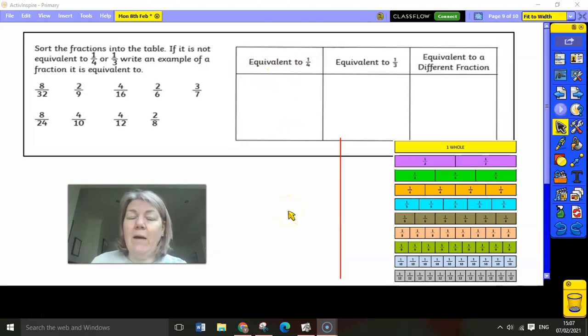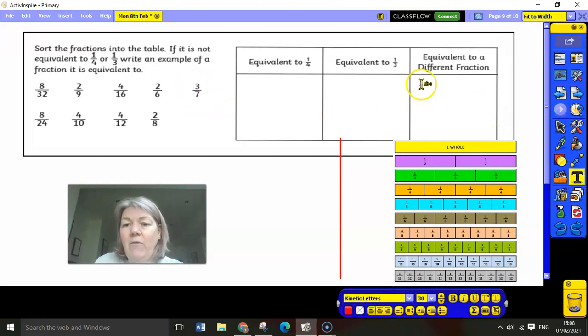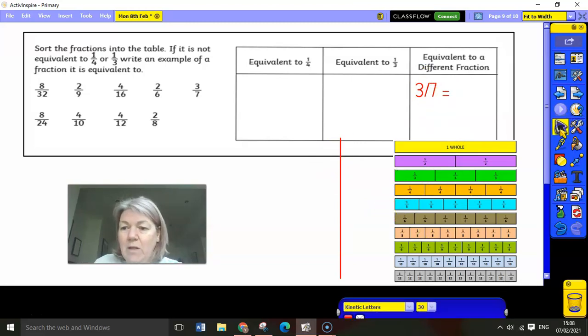Maybe you've already found some in your tinker time, and equivalent fractions to 1/3. And then there will be some left, and it says here, if it's not an equivalent fraction to 1/4 or 1/3, then you need to write an example of a fraction it is equivalent to. So for example, if 3/7 isn't an equivalent fraction to 1/4 and 1/3, and I don't know if it is or not, I haven't tested it out yet, I haven't used my fraction wall to help me. You've got to find one that is equivalent, so let's just have a go.